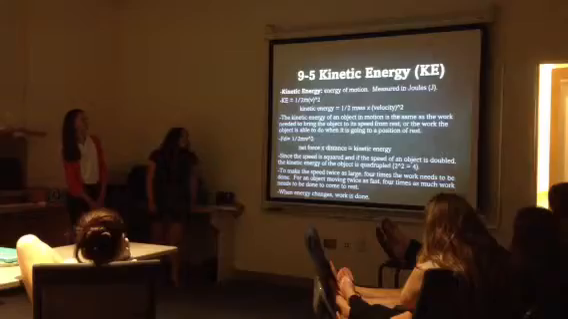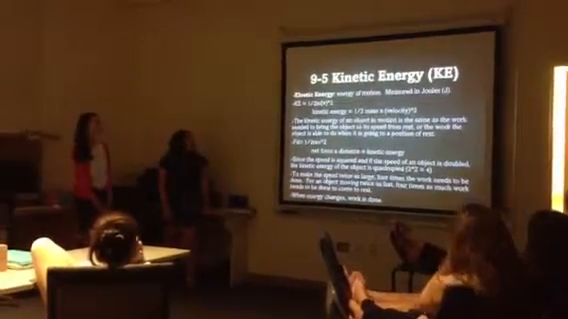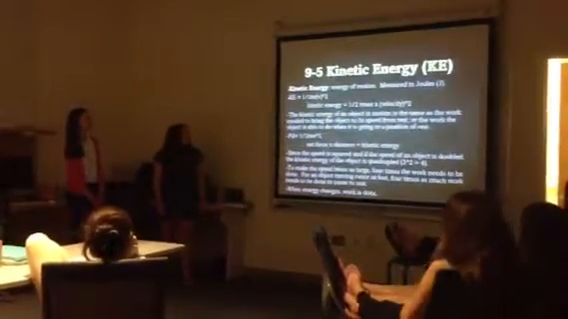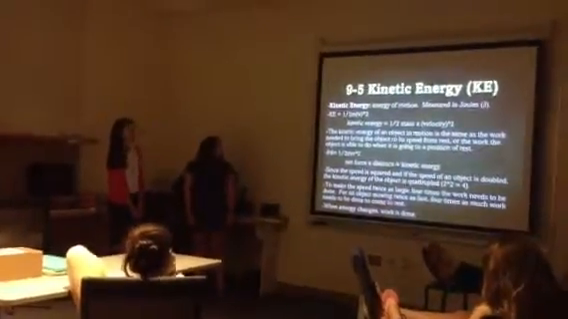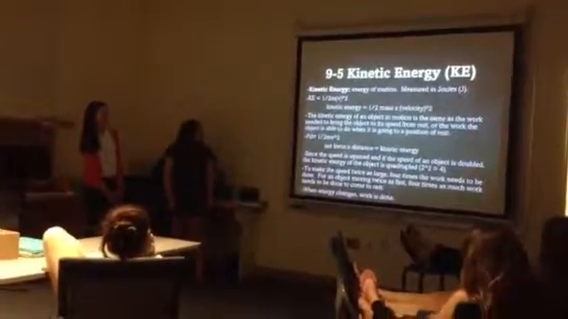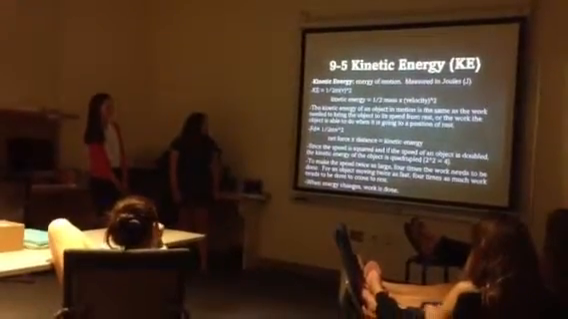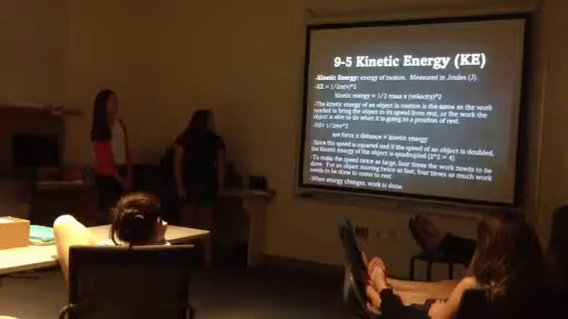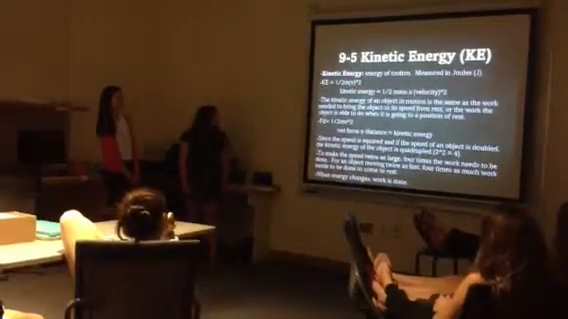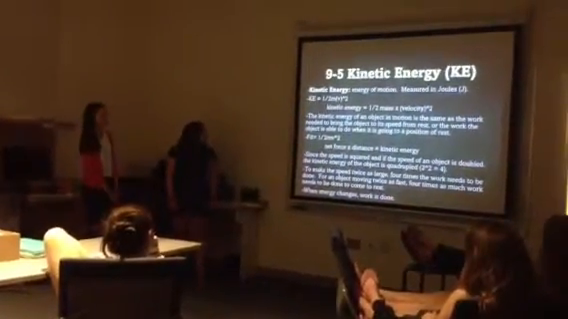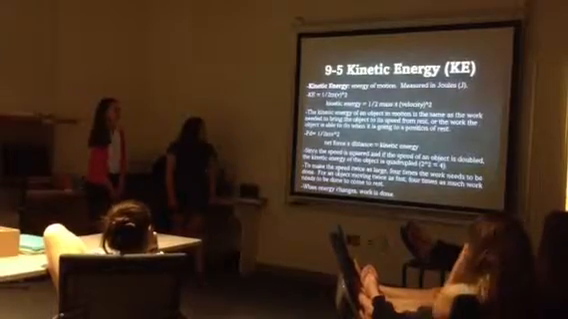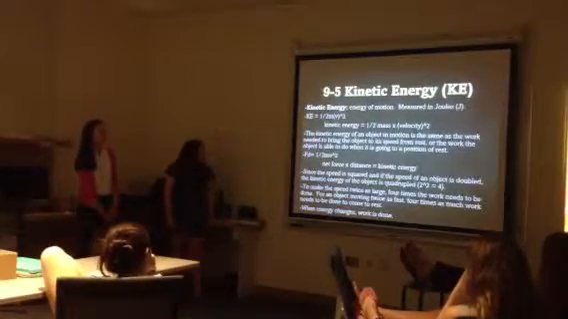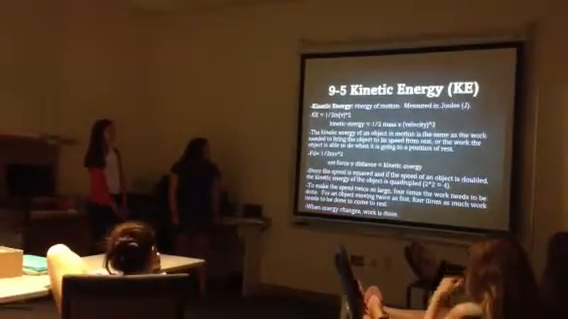Kinetic energy is energy of motion, measured in joules. The formula is kinetic energy equals 1/2 mass times velocity squared. The kinetic energy of an object in motion is the same as the work needed to bring the object to its speed from rest, or the work the object is able to do when it goes to a position of rest. And the formula is net force times distance equals kinetic energy.